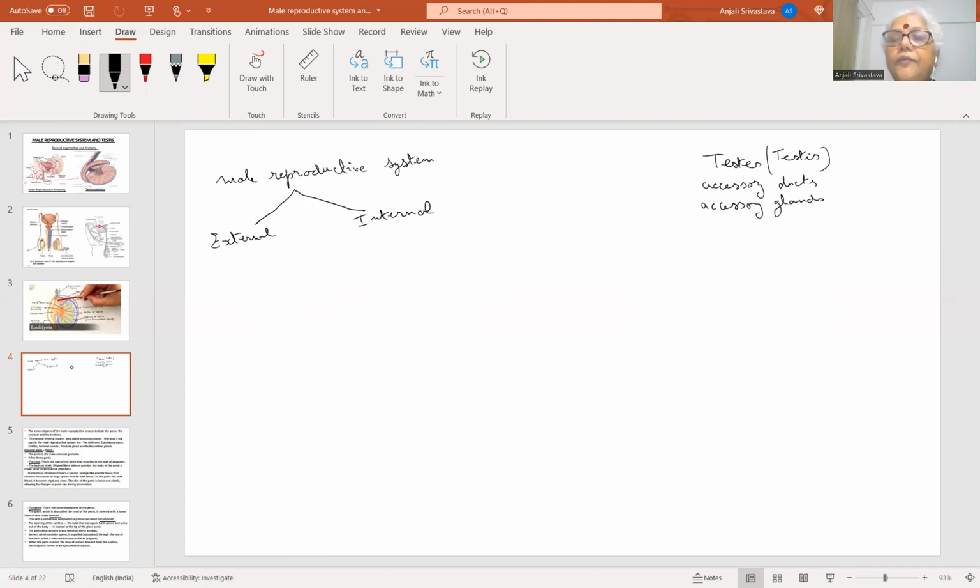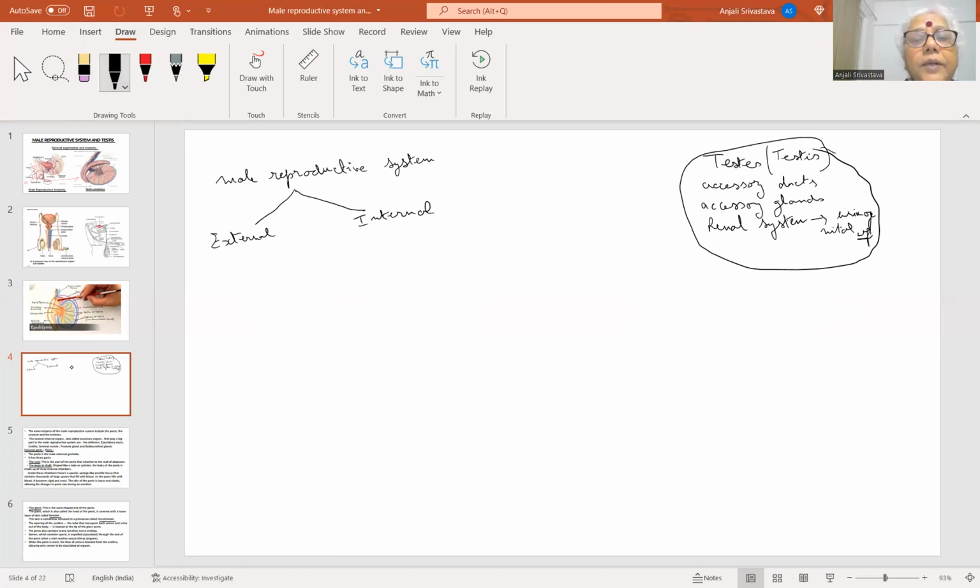and finally they unite with the renal system, and all together come out through the urinogenital opening. So this is the complete male reproductive system that can be divided into two headings: the external parts and the internal parts. The external parts include the external genitalia.